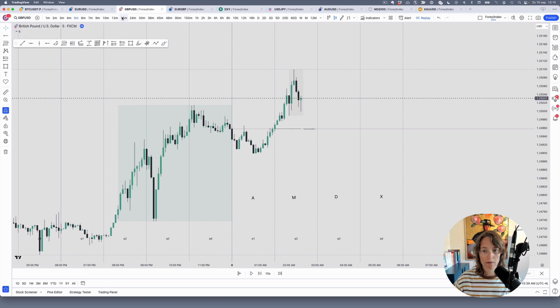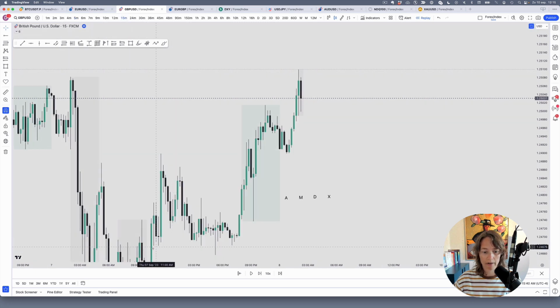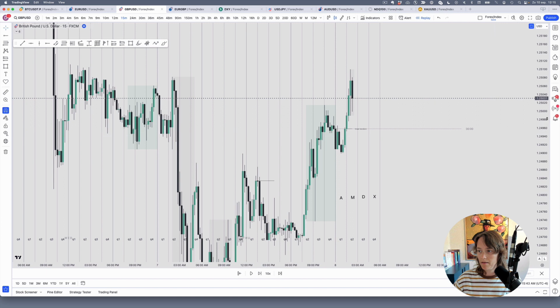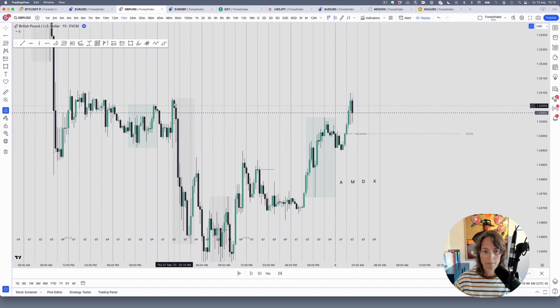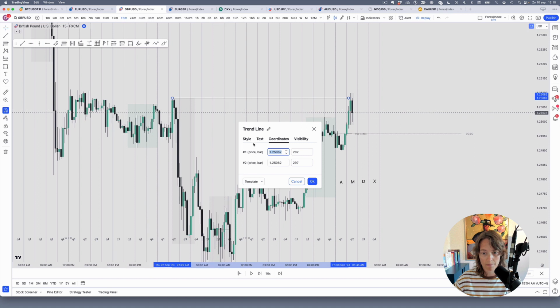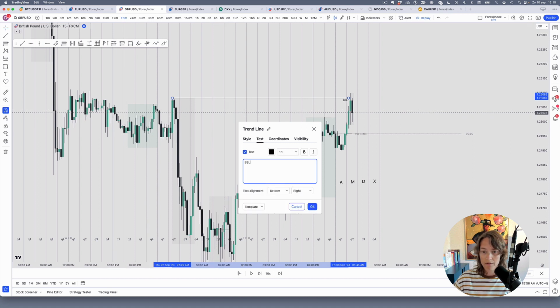So if I zoom out a bit, what you can see over here is that GBPUSD took out a really significant high. So this was buy side that was taken out during the London manipulation phase. So we had some buy side over here.